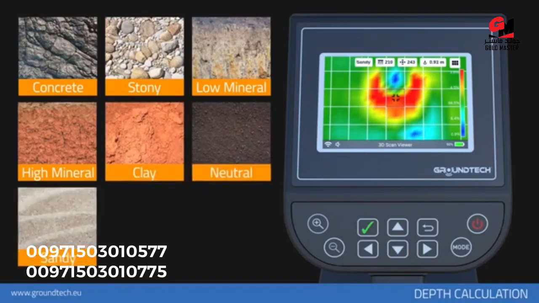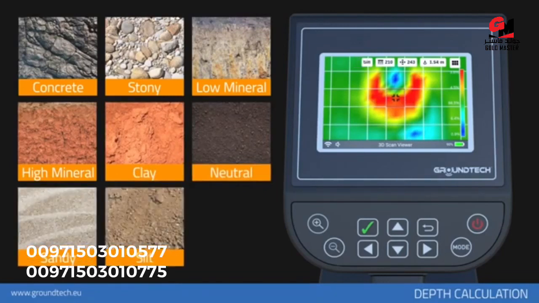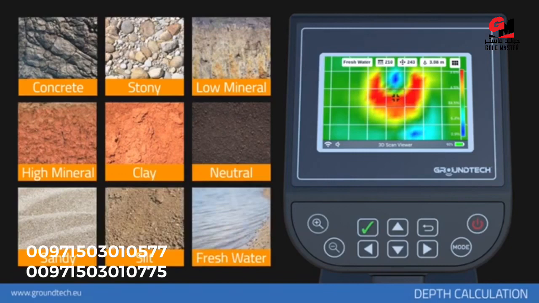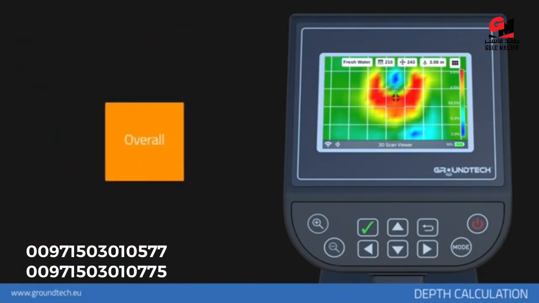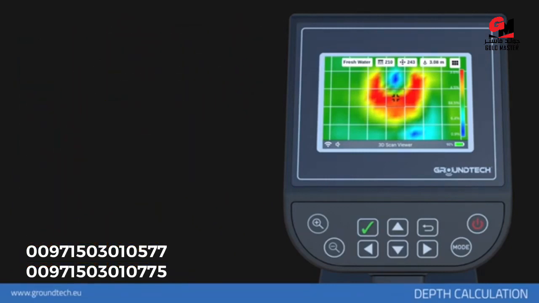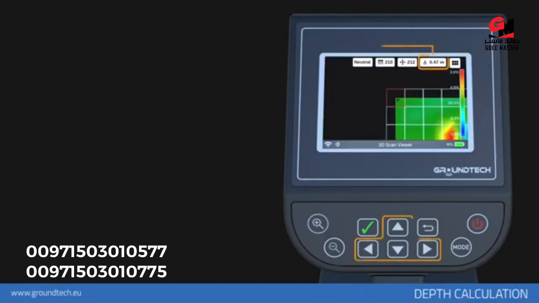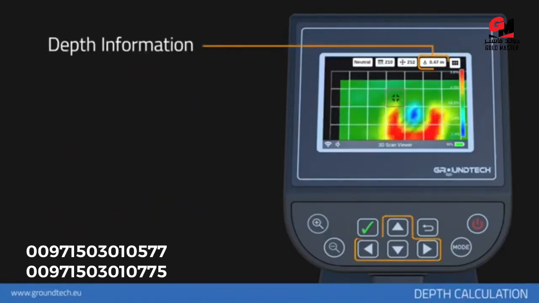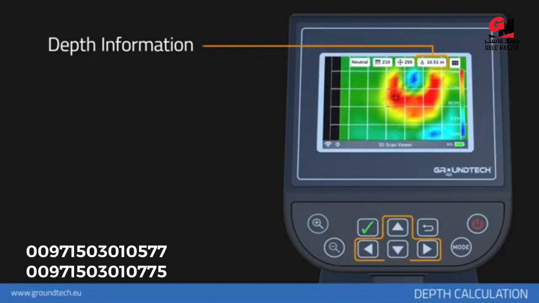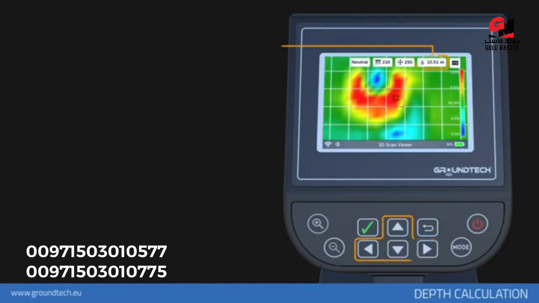If you have no information or estimations about the type of soil, you can make several calculations in different options and compare them for a more accurate calculation. After you select the type of soil, you will see depth information for each point on the top bar as you go around the graph with direction buttons.